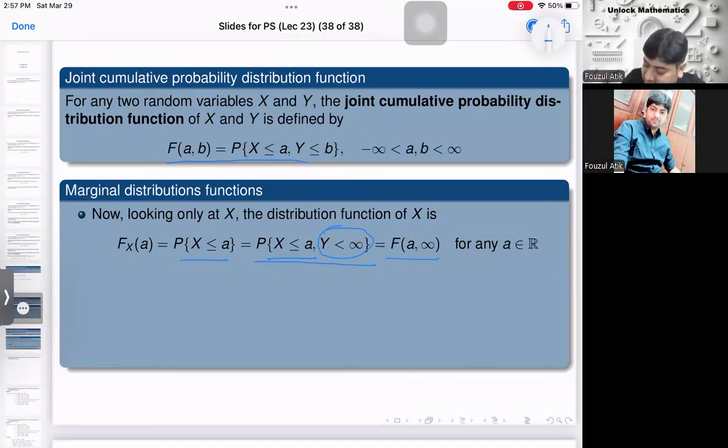At the same way, how we can get the marginal distribution function of y? Yes, so in this case, P of x should be less than infinity and y should be less or equal to b. And this value is what? P of infinity comma b. This will give you the marginal distribution function of y. I hope it is clear.